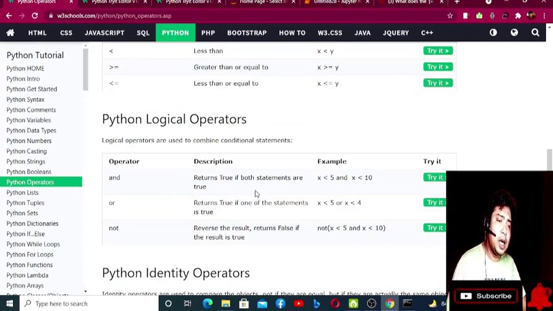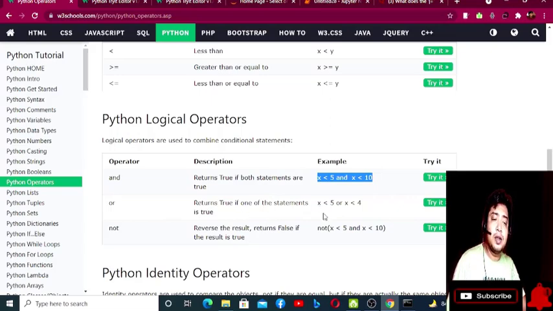Already we have learned it is and, or, not. Say for example, x equal to 5 and x equal to 10. This returns true if both statements are true. But actually both statements cannot be true, because if x equals 5, then x cannot be 10. And the same goes for or, which returns true if one of the statements is true.